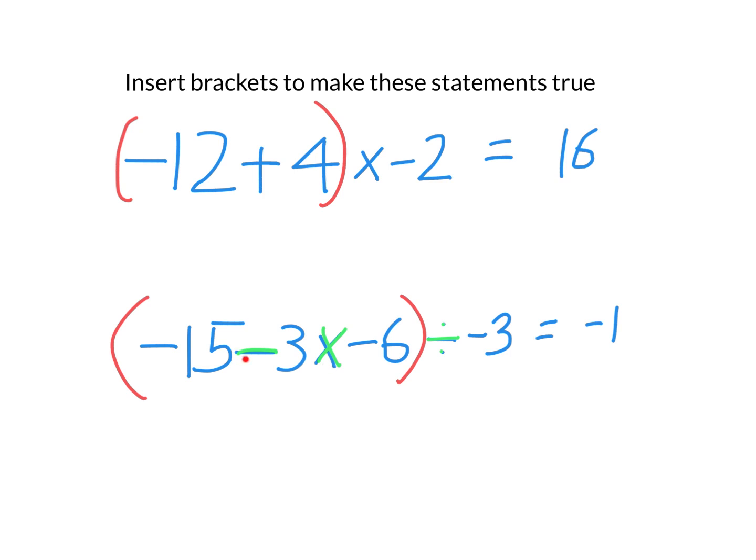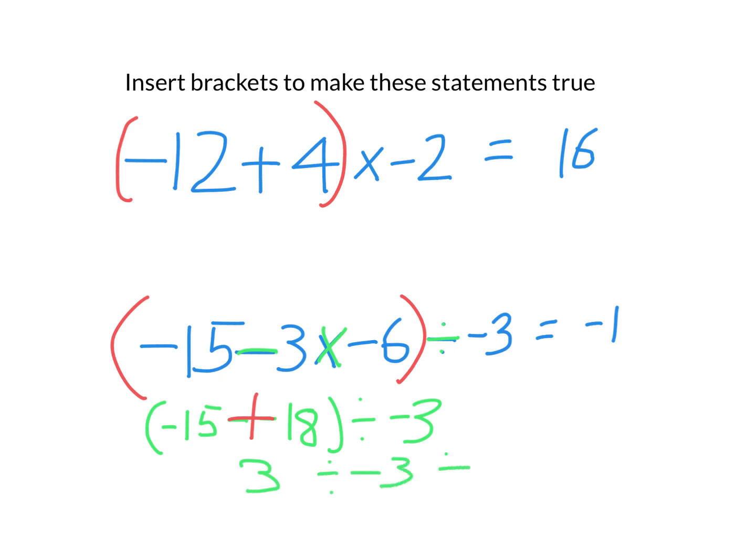See, if you were to go and figure this out, we would now have to do the times first, but then the subtraction second. All of that before the division. So if we went and did this, we would get negative 15, subtract. Now 3 times negative 6 is negative 18. But of course, we know that when we have two negative symbols next to each other, we can change them into a plus. So we get negative 15 plus 18 is positive 3, and 3 divided by negative 3 equals negative 1. We now have a true statement. Without the brackets, it was false. With the brackets, it's true.